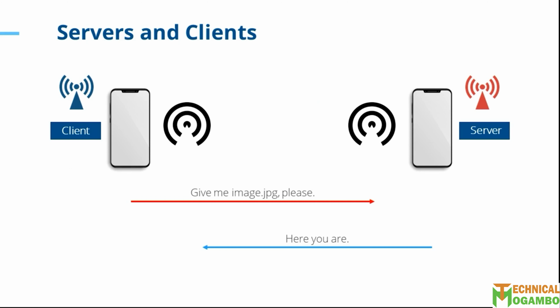So for example, say we want to get a video from our friend and both of us have iPhones and we ask him to send the video via AirDrop. Our phone will request the video and his phone will respond to the request, sending the video. So we probably know it by now. Our phone on the left will be the client and our friend's phone on the right will be the server.